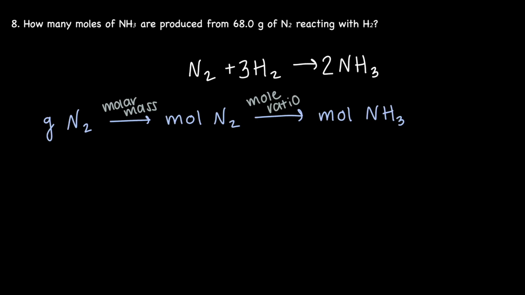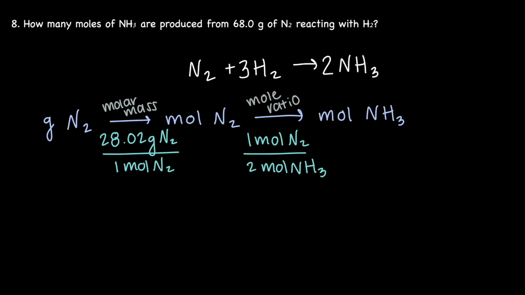The molar mass of N2 is 2 nitrogens, which is 28.02 grams of N2 for every 1 mole of N2. From the balanced equation, 1 mole of N2 makes 2 moles of NH3. So the mole-to-mole ratio is 1 mole of N2 for every 2 moles of NH3. Setting up all units to cancel.